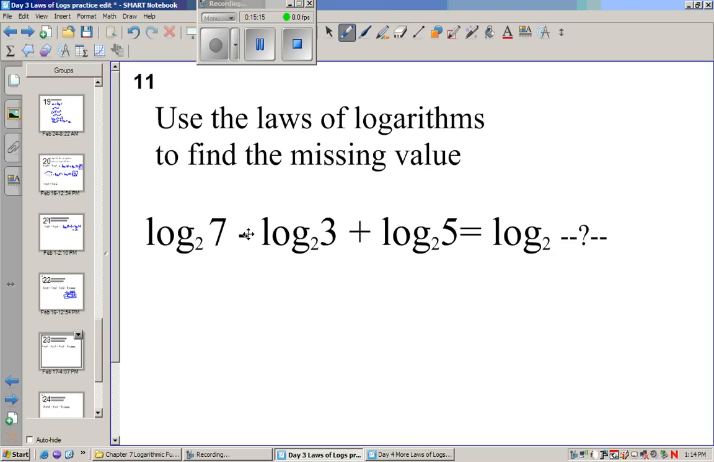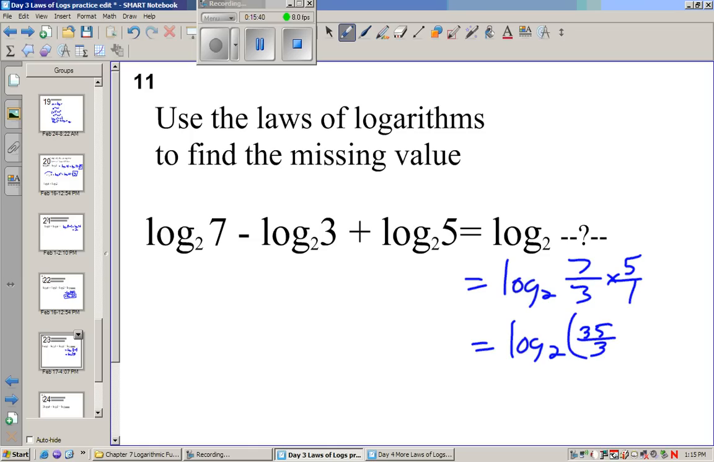Now if we have the second, we still do pretty much the same thing. It's log base 2 of 7 divided by 3 times 5. Now that times 5 is out here, so it's like times 5 over 1. So that would be 35 over 3. Is it 11 and 2/3? How about we just write 35 over 3? That's all we need.